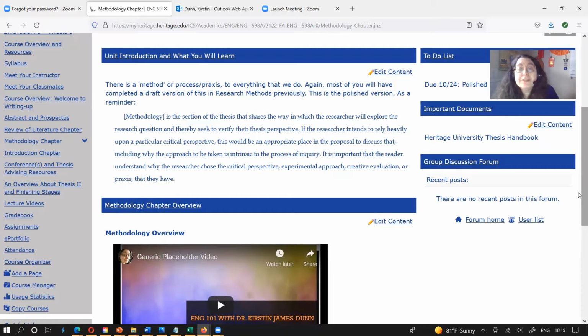If the researcher intends to rely heavily upon a particular critical perspective, this would be the appropriate place to talk about that perspective. For instance, if you have a feminist perspective of literature, this is the time to tell us about that. And this will relate in a way to why you've chosen the sources that you have, why they've informed your study. If you have an Indigenous research methodology, this would also be the place to tell us about that and the specific types and approaches of research that you are taking.